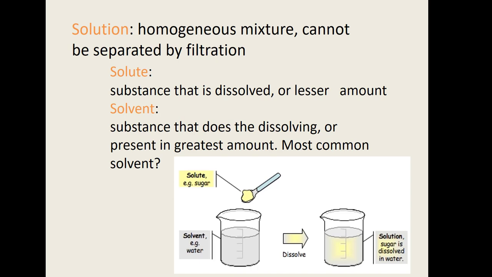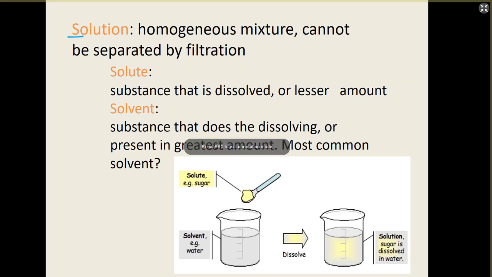So if I were making up some Kool-Aid and I put some sugar into the water, the Kool-Aid powder and the sugar would be my solute, and the water would be my solvent. There are a lot of S's here, and how I remember this is alphabetical order. U comes before V, so the U in solute goes into the V in solvent. So solute goes into solvent and gets dissolved.